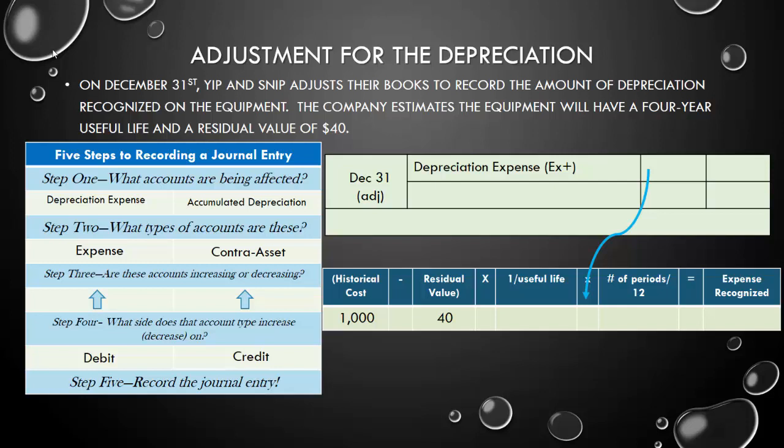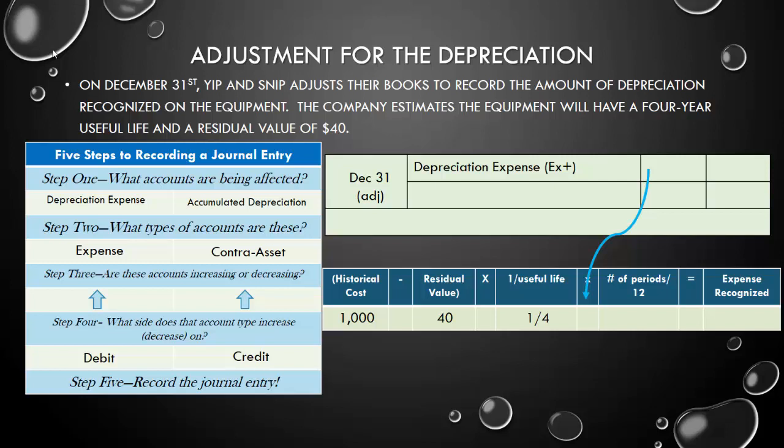Well, let's multiply that difference by 1 over its useful life. The useful life of this asset is 4 years. So we're going to multiply that by 1/4. And then we're going to multiply that by the number of periods that we have over 12. This is a pretty easy monthly depreciation, but some companies don't adjust at the end of every month. Sometimes they adjust quarterly, sometimes they adjust annually.